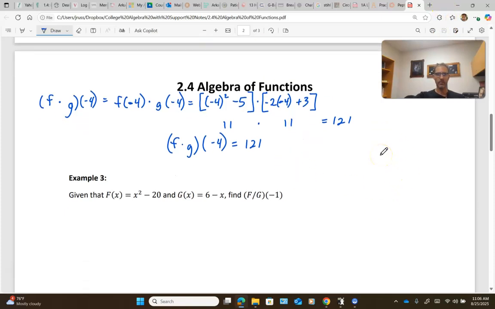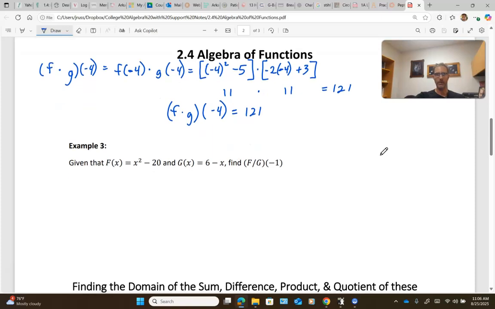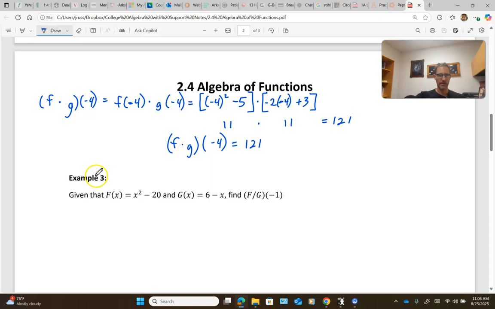All right, let's look at one last example from part 1 before we go to the part 2 video. So example 3 here. Here we're given two functions, and again, one is quadratic and the other one is linear. Capital F of x and capital G of x. Well, it doesn't really matter that they're capitalized. But what we want to find here is f divided by g of -1. So we've seen a couple examples in which we were subtracting two functions and then multiplying two functions, but now we're dividing.